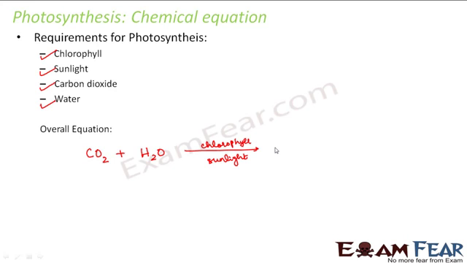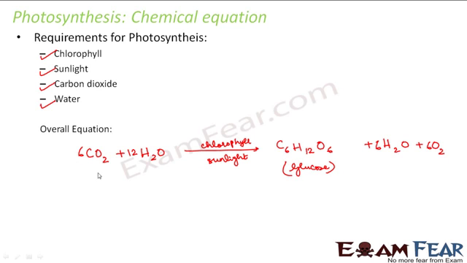And what is starch? It is a polysaccharide. That means starch is made up of too many glucose units. So what is the food that is prepared? That is glucose. And glucose is C6H12O6. This is glucose. So glucose plus water plus oxygen. Now in order to balance this equation, so now this is a balanced chemical equation.